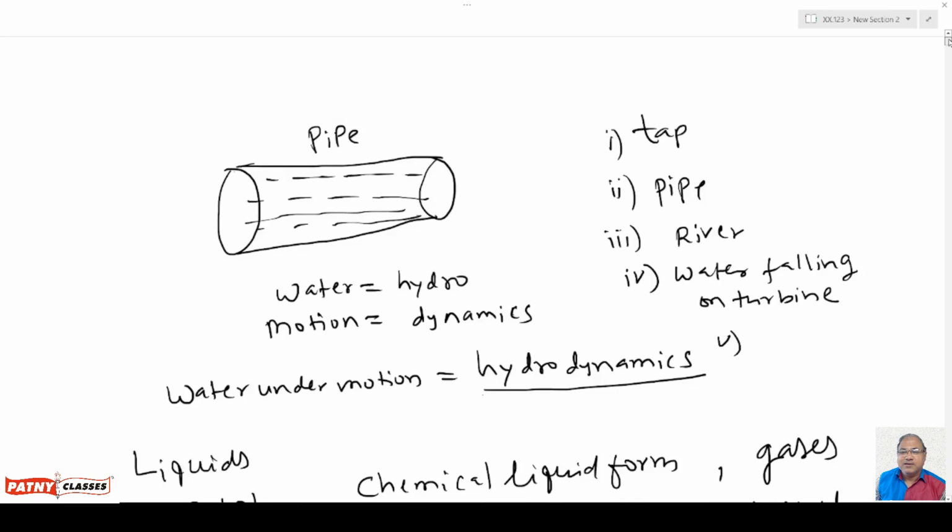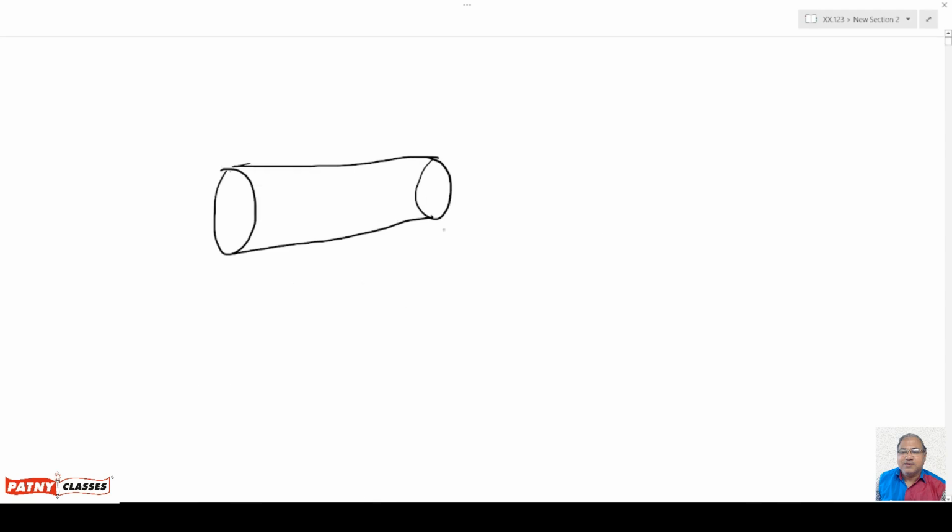Basically, in our houses, water flows through the pipes. Earlier we used metallic pipes. Nowadays we use plastic pipes through which the water is circulated from one point to another point. It is a pipe. From the pipe, the water is flowing from one end to another end.